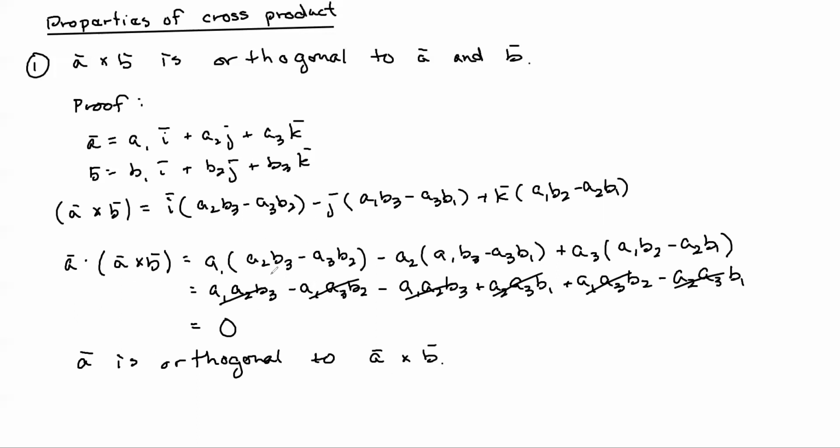To prove the other part, you could do the same thing with B. I'm going to skip that because it's redundant. It's basically the exact same proof. Okay. Now, when you say that A and B are orthogonal to A cross B, one of the things that you do have to examine is the direction of A cross B relative to A and B. So let's just spend a minute on that.